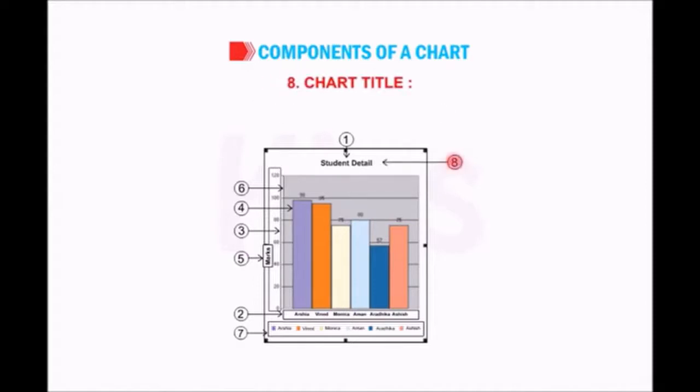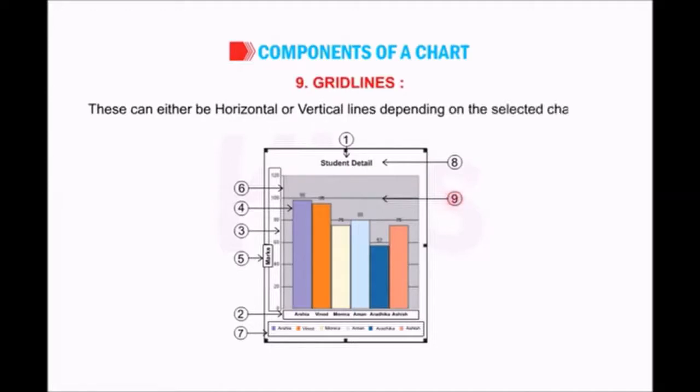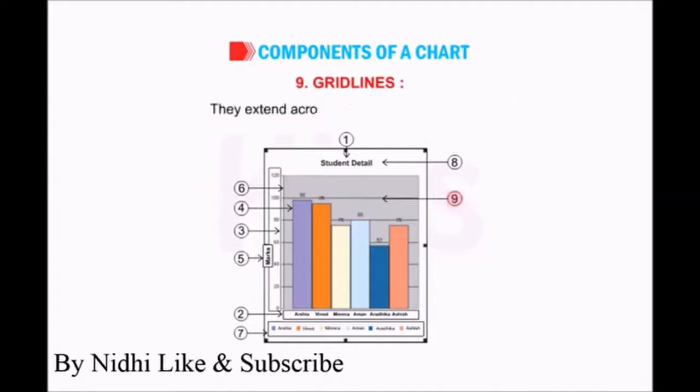Number 8. Chart title. It describes the aim and contents of the chart. Number 9. Grid line. These can either be horizontal or vertical lines depending on the selected chart type. They extend across the plot area of the chart. Grid lines make it easier to read and understand the values.